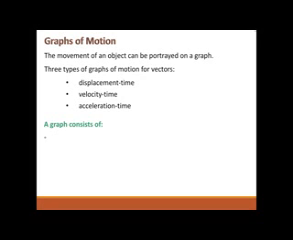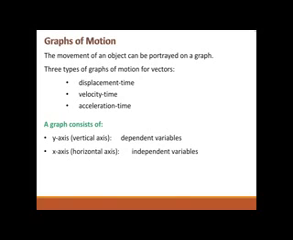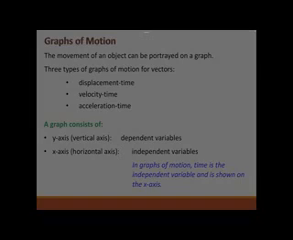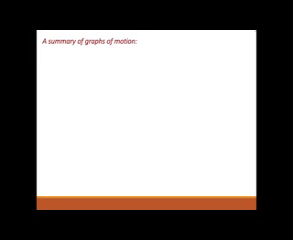Remember, a graph always consists of a y-axis, which is where we put the dependent variables. The x-axis is always the independent variables, and with equations of motion of an object, time is always the independent variable. We are going to look at a summary of the shape of the graph.